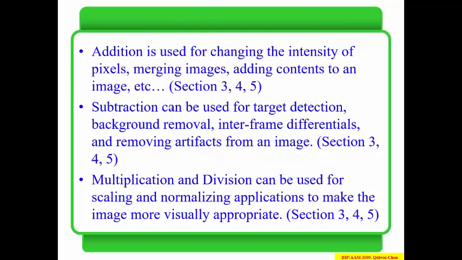Okay, here we say that we'll start presenting each one of these operations, and which type of application I can use it in. So here, if we start with the addition, it's mainly used for changing the intensity of pixels, merging images, if I have two images that I want to merge together, okay? Adding contents to an image, and some other types of operations, okay? I want you to be able to understand how this will happen.